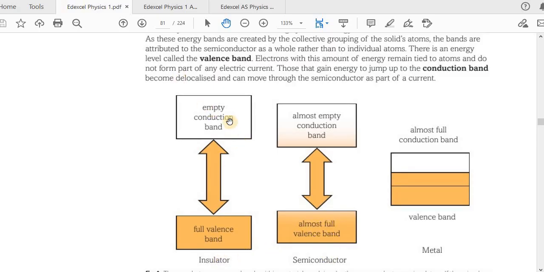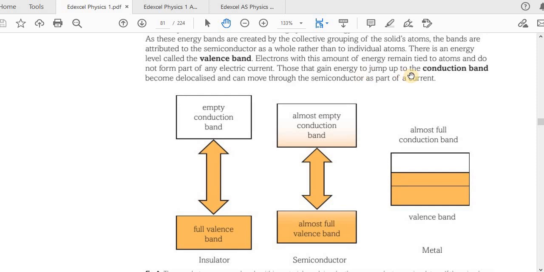But in the insulator the conduction band is empty. In the semiconductor there is an almost empty conduction band. That means there are some electrons here. So it's not empty, but it's almost empty. This is not full, but it is almost full. Whereas in the metal you have, see, an almost full conduction band.